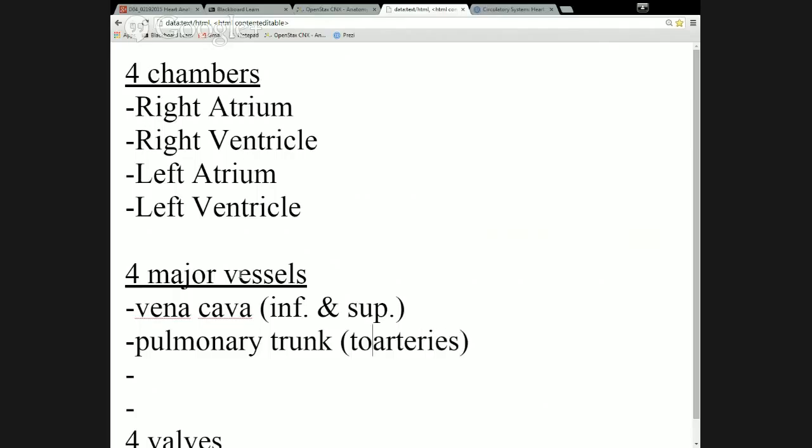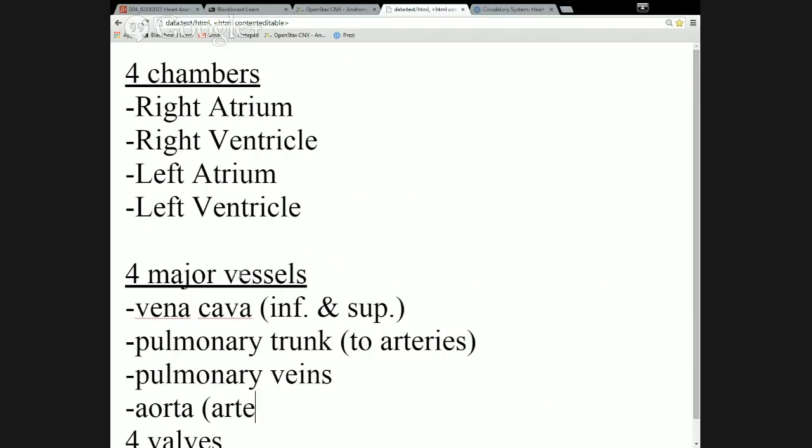I should say to the arteries. And then coming back from the lungs, the blood travels to the left atrium through the pulmonary veins, and the pulmonary veins are connected directly to the left atrium. And then the blood goes from the atrium to the ventricle, where it's then pumped out through the aorta, which is an artery.